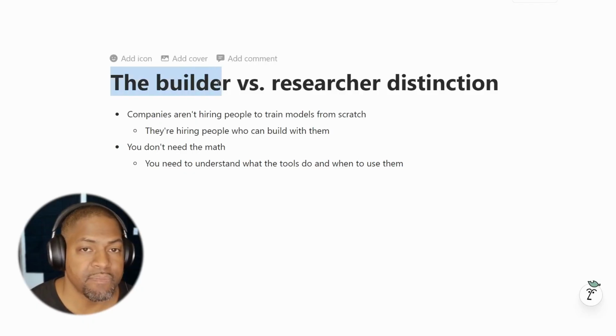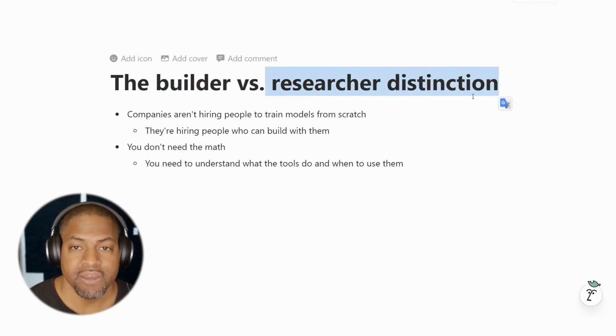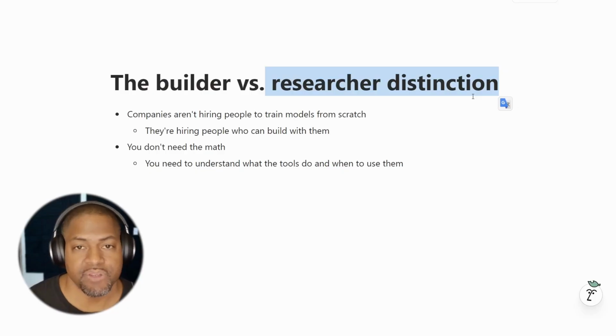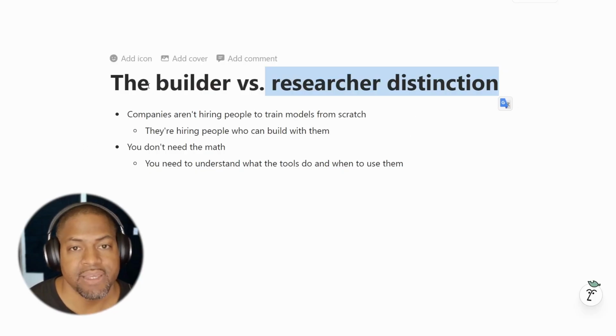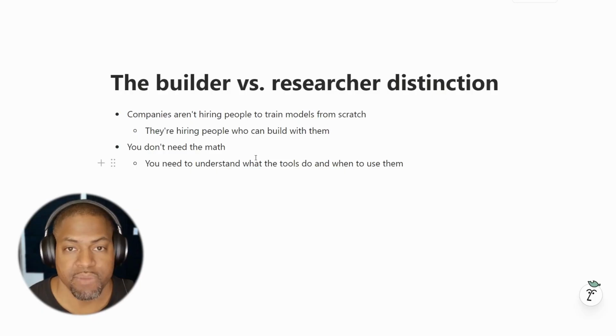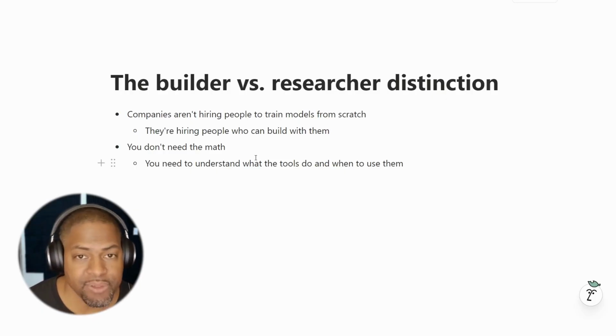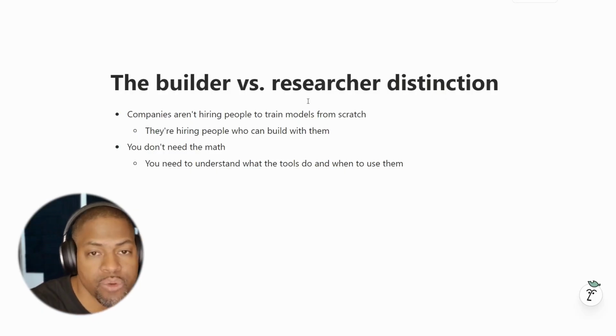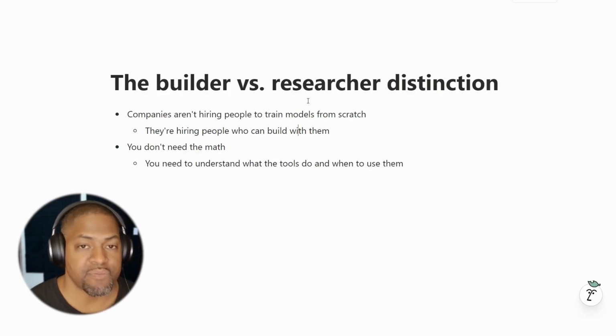First, let's talk about the builder versus the researcher, the distinction between the two. So an AI engineer versus an AI researcher or ML or deep learning researcher. The thing is, 10 years ago, when you needed to learn AI, that was the only way you could do it. You had to be on the research side. You had to be able to actually code all the algorithms and build the models from scratch.